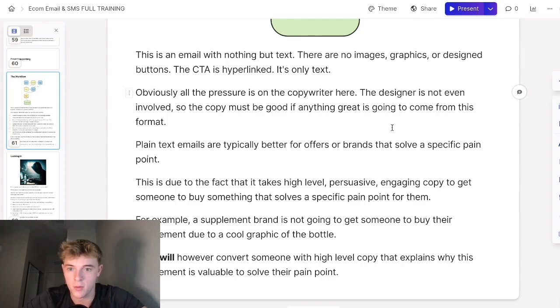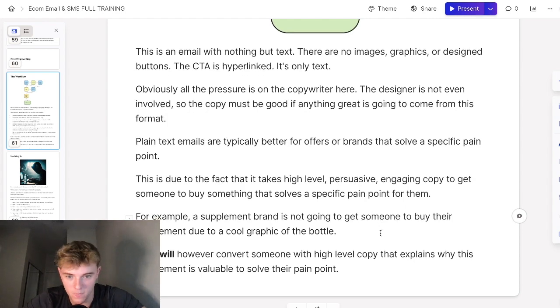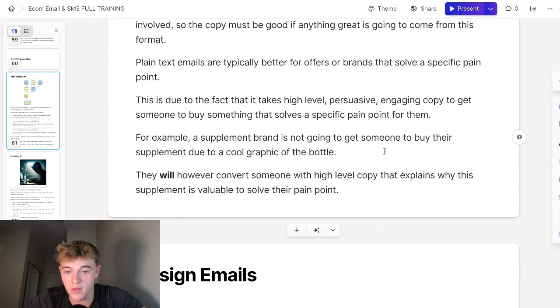Plain text emails are typically better for offers or brands that solve a specific pain point, and that's because it takes high-level, persuasive, engaging copy to get someone to buy something that solves a specific pain point for them. For example, a supplement brand is not going to get someone to buy their supplement because of a cool graphic on a bottle. That's not the reason someone would buy a supplement. They will, however, convert someone with high-level copy that explains why this exact supplement is valuable to solve their exact pain point. That's the reason that type of company would need to use copy instead of heavy design emails.